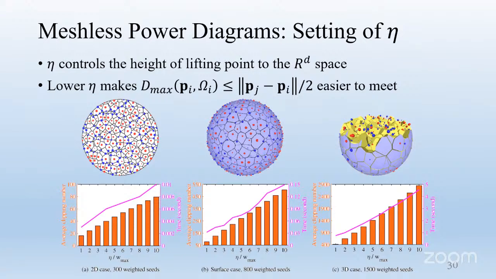The 3 figures in the bottom line show a similar change. The result indicates that a lower 8 leads to fewer clippings, thereby saving computation time. So we suggest the lowest 8 value. That is actually the maximum of the input weights.